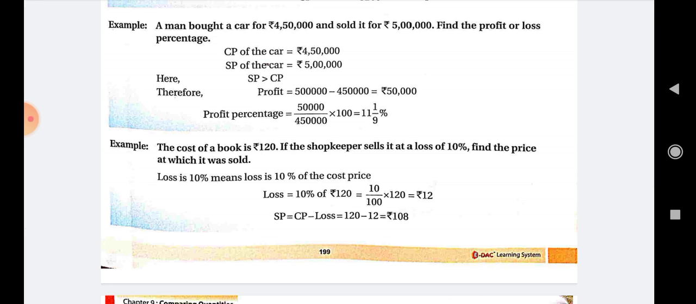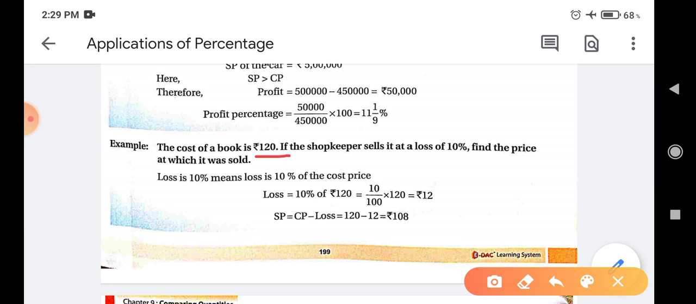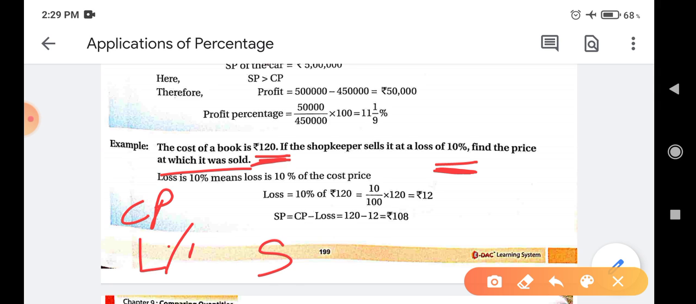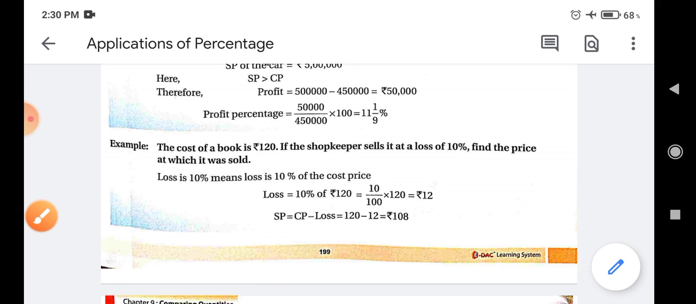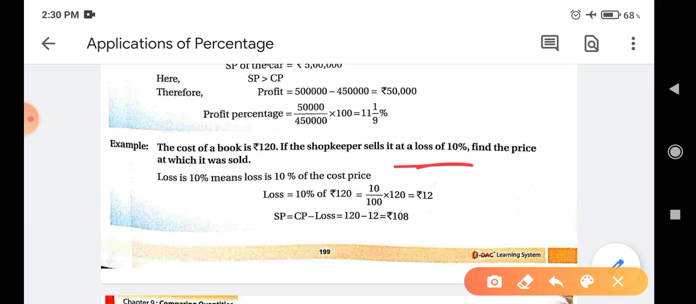Next question is, the cost of a book is 120 rupees. If the shopkeeper sells it at a loss of 10%, then find the price at which it was sold. Here we are given CP and loss percent, but we have to find SP. So firstly we have to convert the 10% loss into rupees. Profit and loss, both are always on CP.